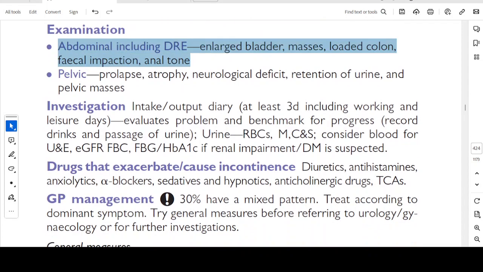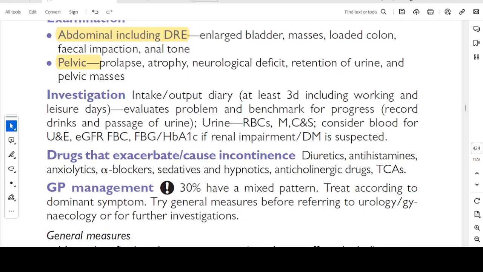Examination: abdominal examination including a direct rectal examination. Look for enlarged bladder, masses, loaded colon, fecal impaction, anal tone, pelvic prolapse, atrophy, neurological deficit, retention of urine and pelvic masses. You have to examine both abdomen and the pelvis. In the pelvis, you have to check whether there is any genital prolapse and atrophy, neurological deficit, retention of urine, or pelvic masses.